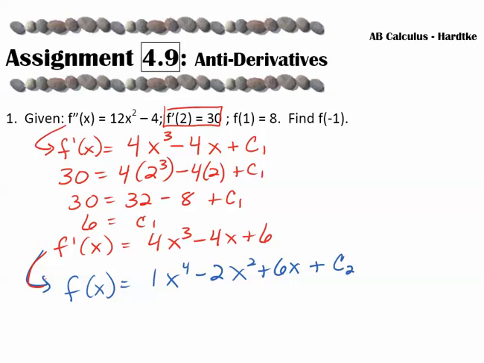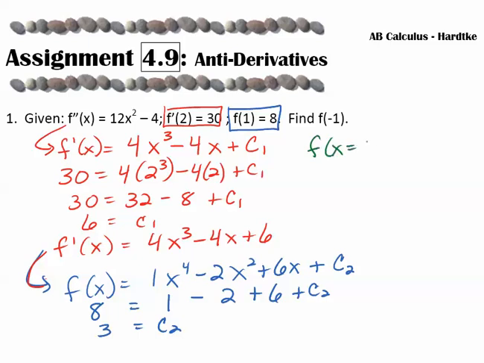And can we find C2? Yes, because we are given an initial value here also. F is equal to 8 when x is equal to 1. So fairly quickly here, it looks like we get a 3 for C2. And we're not quite finished with the problem. So let's clarify now that we know our function is x to the 4th minus 2x squared plus 6x plus 3.